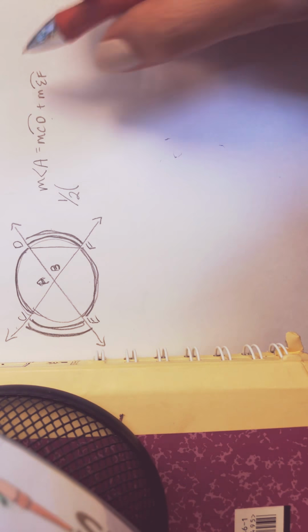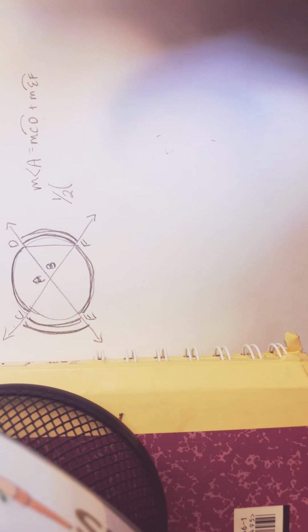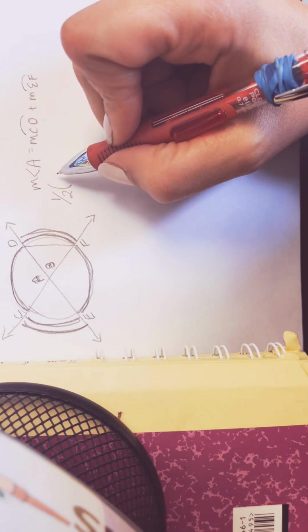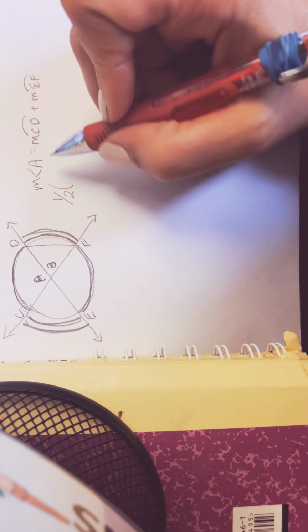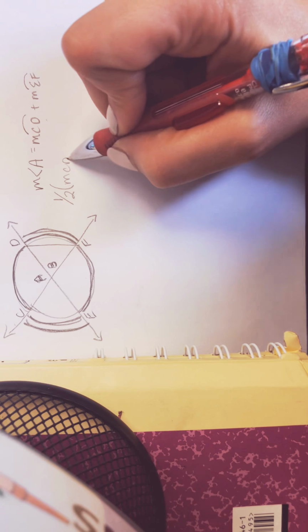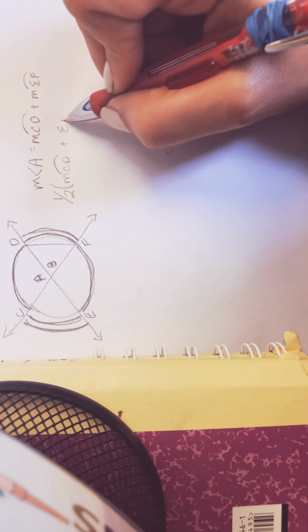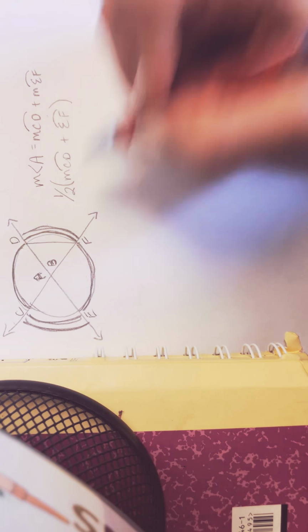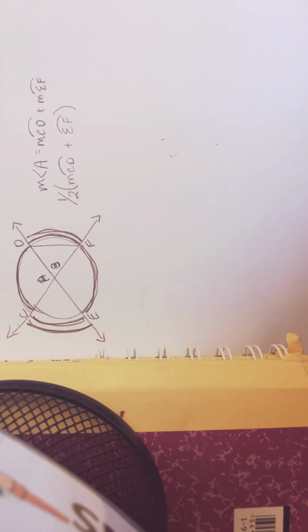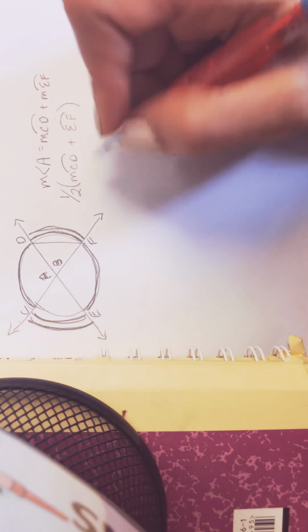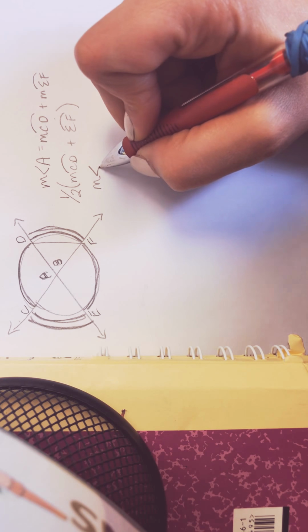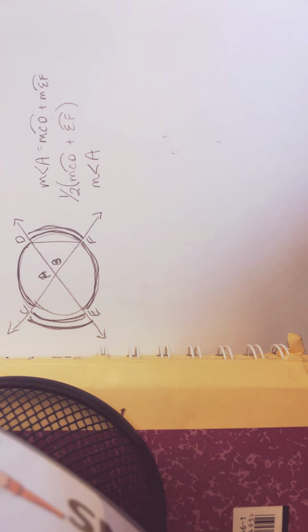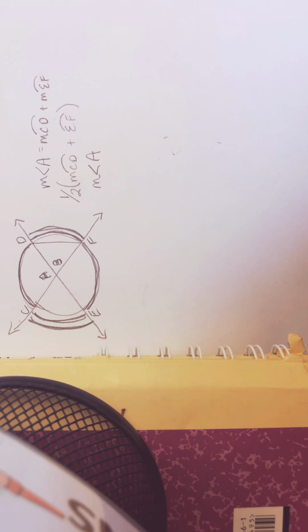Now obviously I don't have any numbers specified. I'm just giving you a general idea. So what I would do is take the measure of CD plus EF, times it by a half, and I would get my measure for angle A. Simple as that, okay? Let's try some examples.